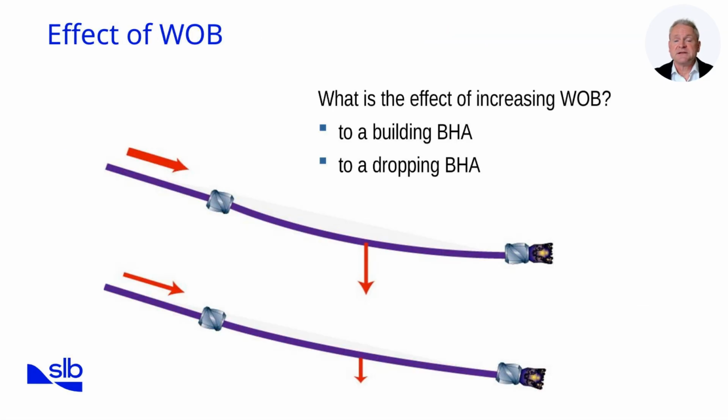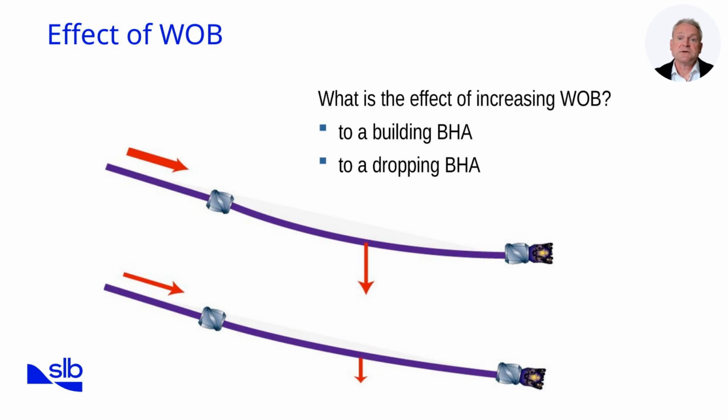The effect of increasing weight on bit depends heavily on the type of BHA configuration being used. For a building BHA, adding weight on bit enhances the build tendency since it strengthens the side force that acts to tilt the bit upward. In contrast, for a dropping BHA, higher weight on bit can reduce the drop rate, countering the pendulum effect. This illustrates how sensitive BHAs are to weight on bit adjustments.